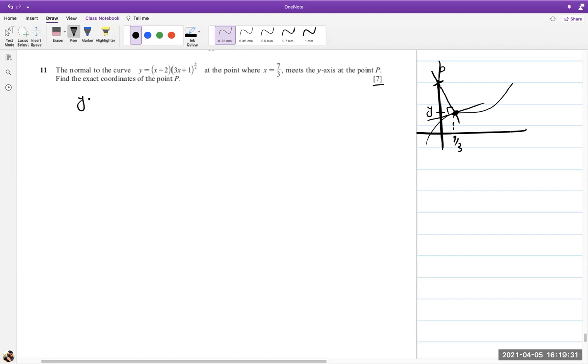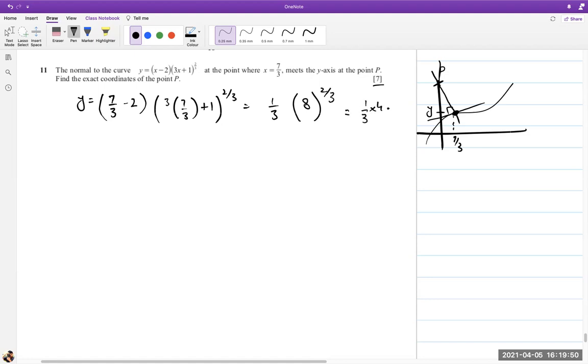So I'll just put y equals 7 by 3 minus 2, times 3 times 7 by 3 plus 1, whole power 2 by 3. That gives me 1 by 3 into 8 power 2 by 3, and that is 1 by 3 times 4, which is 4 by 3. So I have found the point 7 by 3 and 4 by 3. That's my point. Let me call it A. So that's point A. Now I want to figure out the gradient at that point, and using that I will figure out the gradient of the normal.